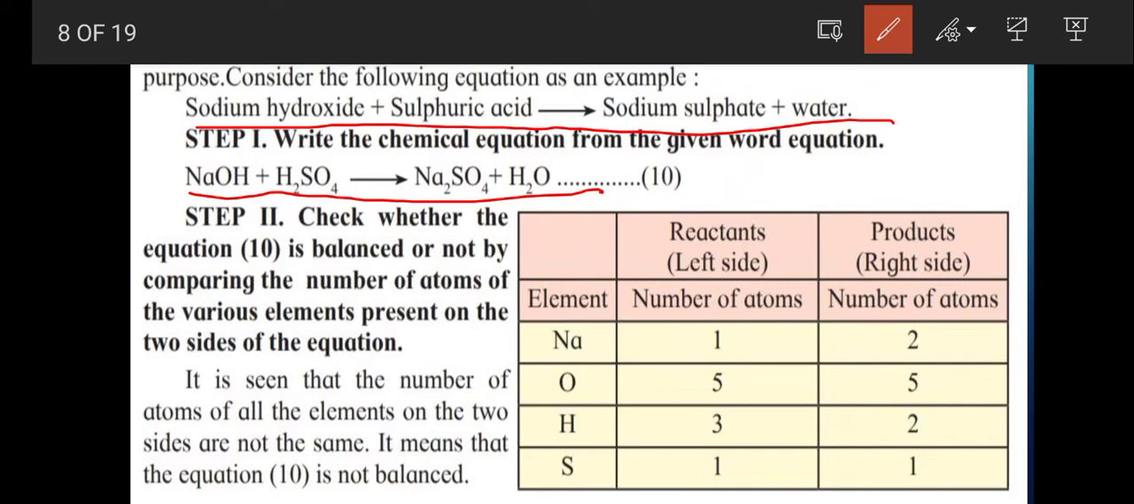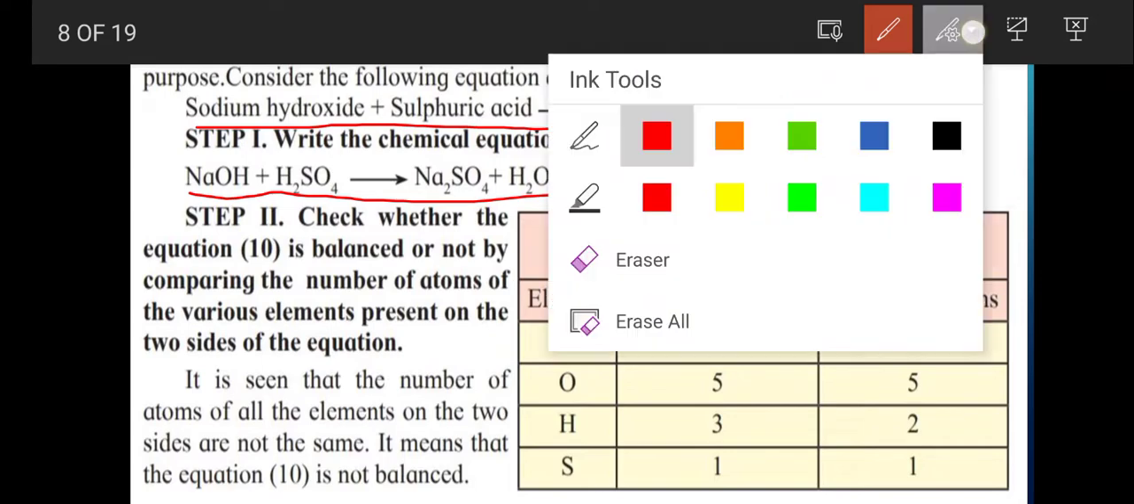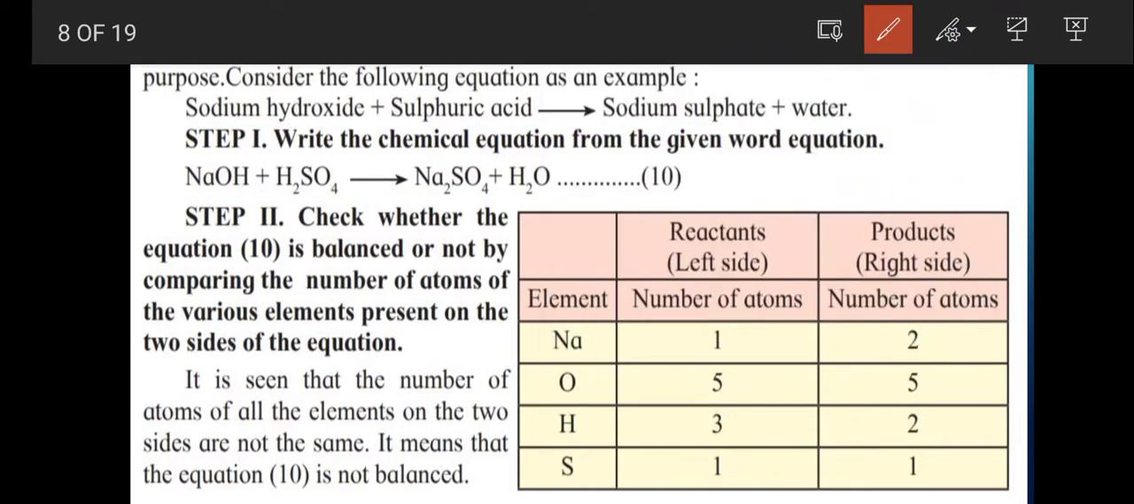After that, check whether the given equation is balanced or not, by comparing the number of atoms of the various elements present on the two sides. You have to just see whether the number of atoms is the same on both sides or not. Here is the Na and here is the Na2. So the number of sodium atoms on the reactant side is only 1, and here the number of Na atoms is 2. That means they are different. You may make a table for the left hand side and the right hand side. Look, here are the reactants and here are the products.